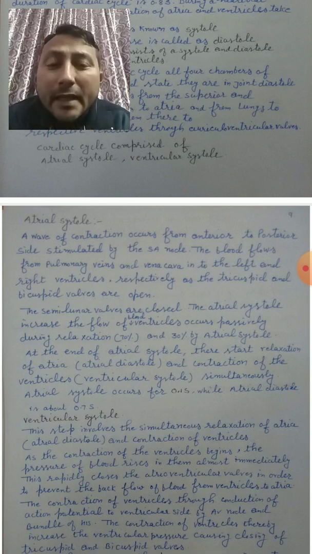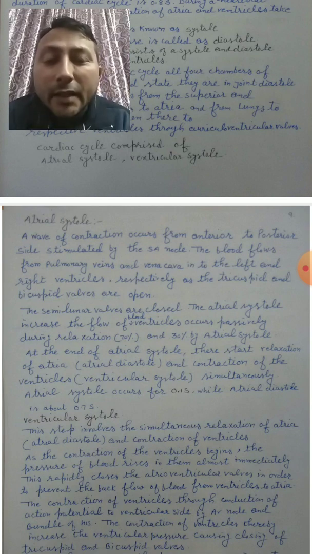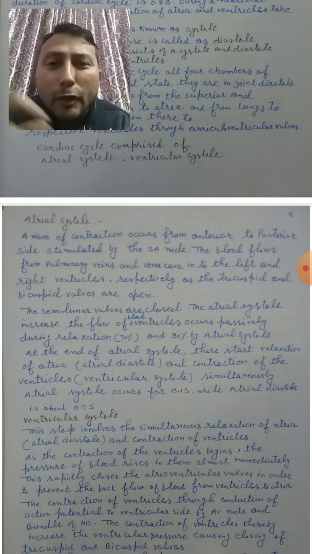Simply, when we say the blood from different parts of the body enters the atrium, for example, the deoxygenated blood from different parts of the body through the superior vena cava and the inferior vena cava enters the right atrium. And the oxygenated blood from the lungs enters the left atrium. Then these atria will contract.